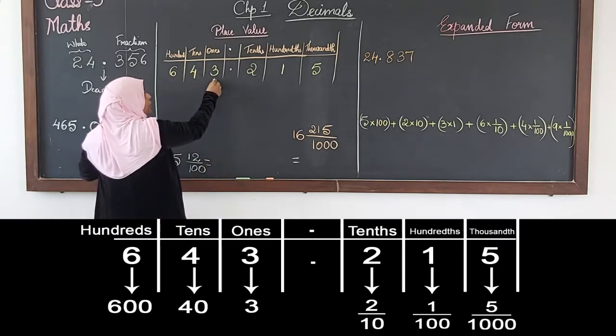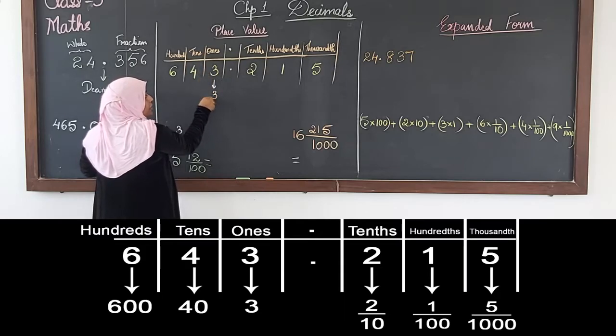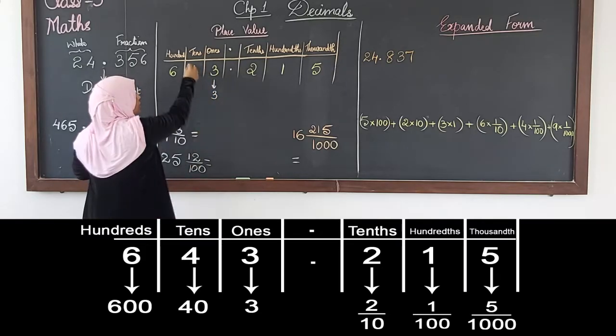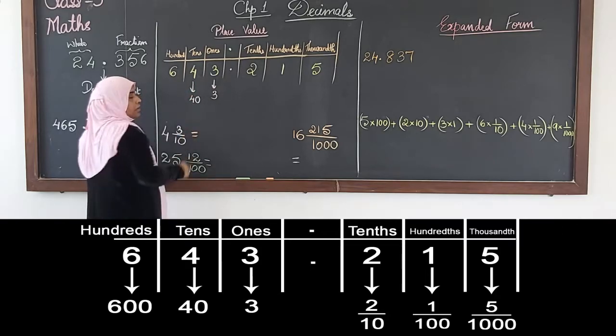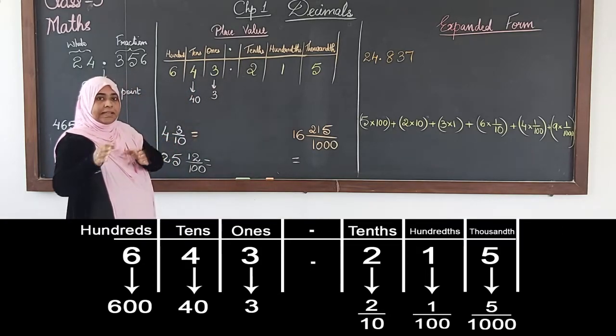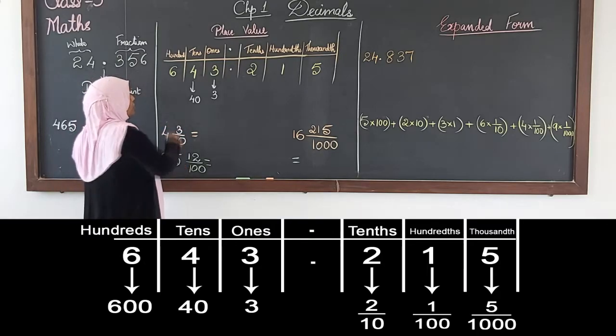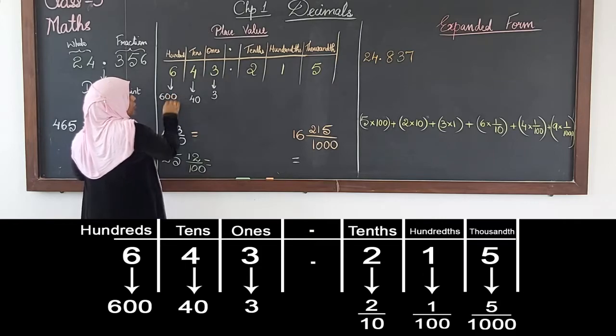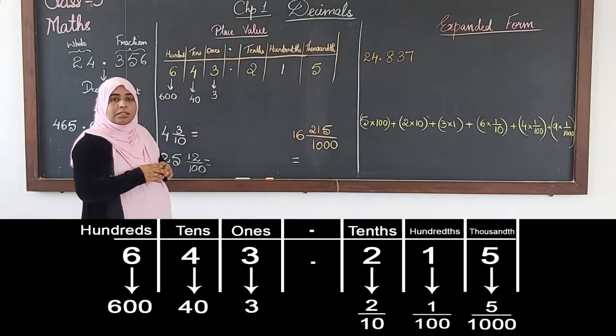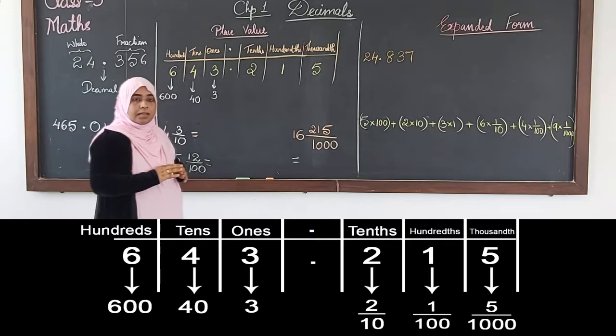We know what we mean by ones, right? Ones means for 3 in ones place, the place value will be 3. 4 in tens place, the place value will be 40, right? 4 tens: 10, 10, 10, we have 4. So, the place value is 40. 6 in hundreds place, the place value is 600. We know about this. We have done all this right from our lower classes, right?